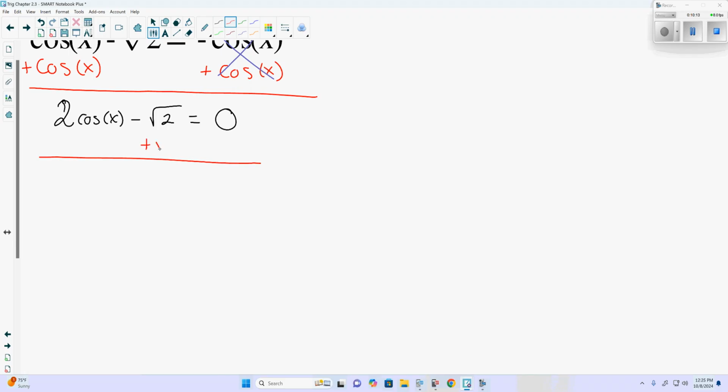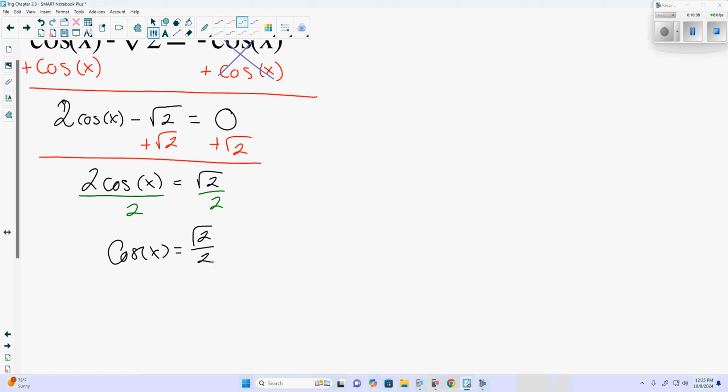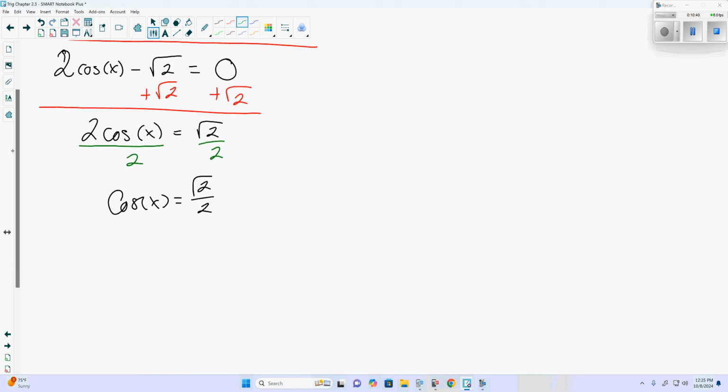So the next thing we could do is add square root of 2 to both sides. 2 cosine of x is equal to the square root of 2. And the last thing we'll need to do is divide both sides by 2. Cosine of x is equal to the square root of 2 over 2.